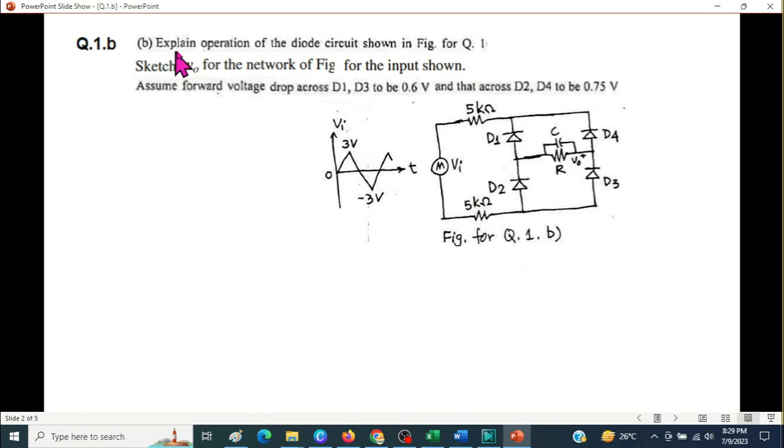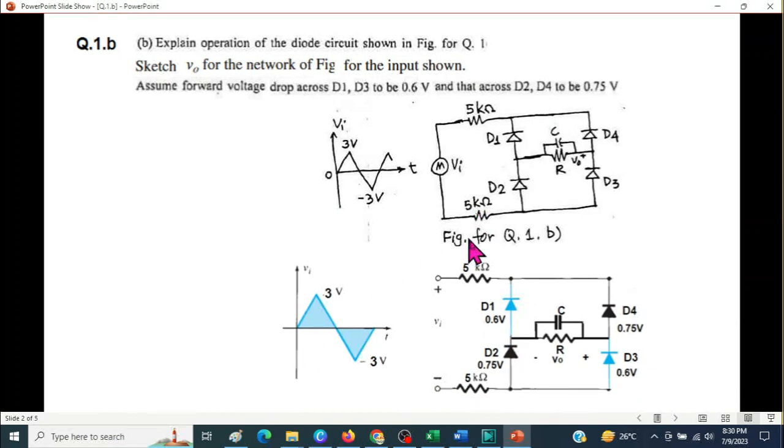Question says, explain operation of the diode circuit. We have to explain the operation, and then sketch V0 for the network of figure for the input shown. So we have to plot the V0. And what is given is that the forward voltage drop across D1 and D3 is 0.6, and across D2 and D4 is 0.75.